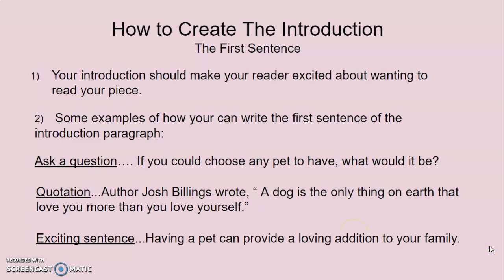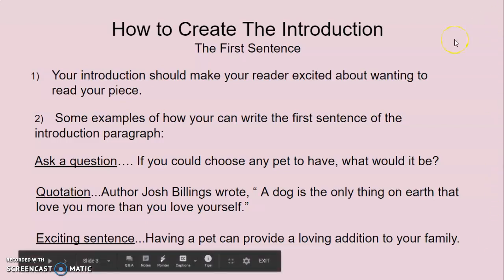Another way you can start is just by giving an exciting sentence, getting them excited about what you're going to write about. So an example would be, having a pet can provide a loving addition to your family. You just don't want to write something plain. You want to get your reader excited about what it is you want to say.